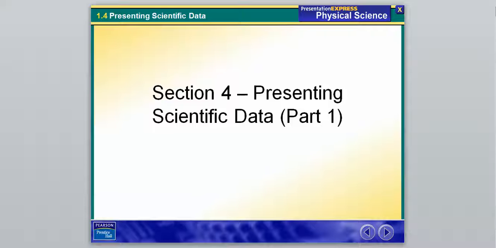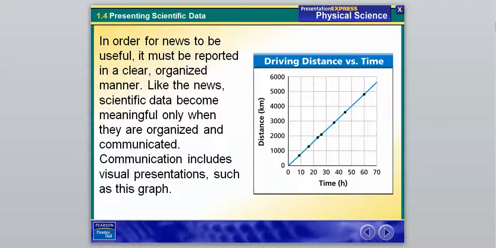So the reason why we need this section is because in our last one we talked about how we make all of our measurements. Once we make all of our measurements and we come to our conclusion, again based off of the scientific method that we went over, we actually have to present our data in some way. In order for news to be useful, it must be reported in a clear, organized manner. Like the news, scientific data become meaningful only when they are organized and communicated.